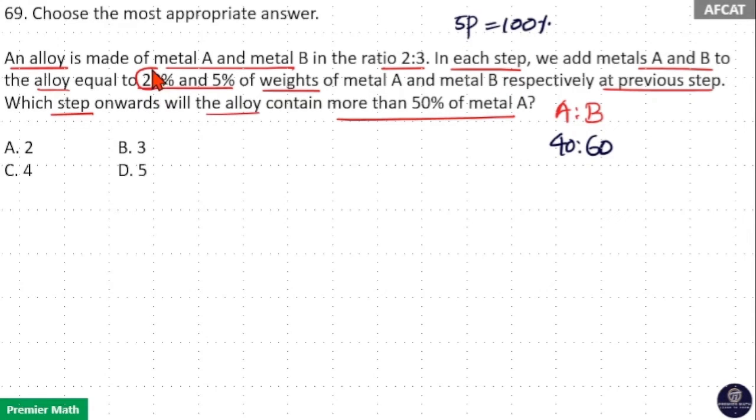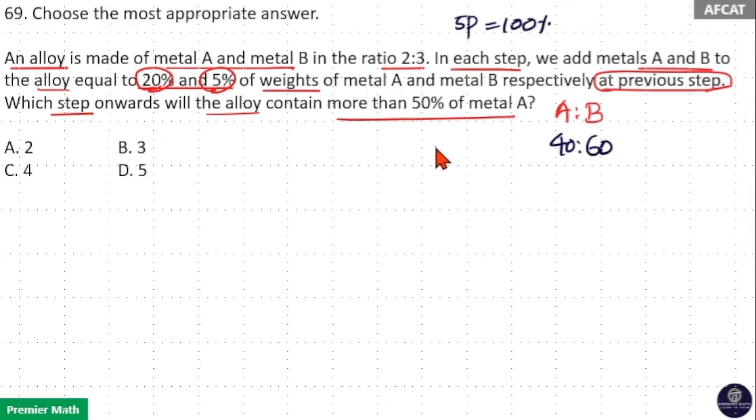Now in each step 20% and 5% of the weights of metal A and B at the previous step is added, which means we are calculating the compound interest for the principal 40 and 60 at the rate of interest 20% and 5%. Now instead of this compound interest, I will calculate simple interest and amount. Then I can solve this faster. So just calculate simple interest. Now here the rate of interest is 20 and 5.